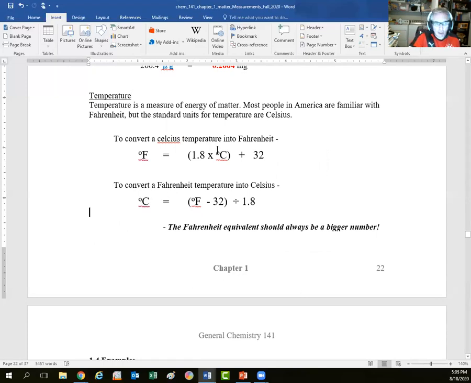So if you have a value in Celsius, but it doesn't really make much sense to you, and you want to convert it into Fahrenheit, take that value in Celsius, multiply by 1.8, and then add on 32. And that will give you the Fahrenheit equivalent.